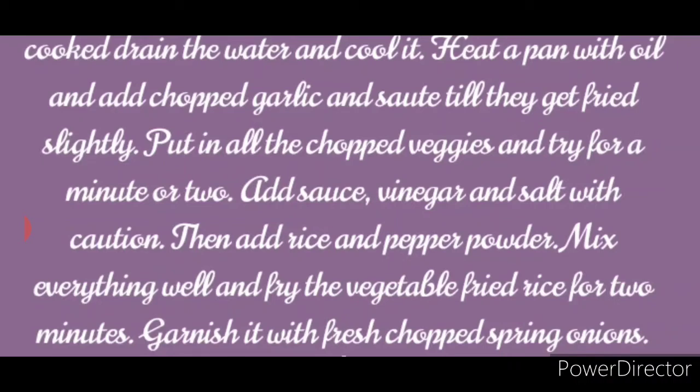Then add rice and pepper powder. Mix everything well and fry the vegetables. Fry rice for 2 minutes. Garnish it with fresh chopped spring onion. Now this is the method of preparing vegetable fried rice, and this is how you write in a paragraph.